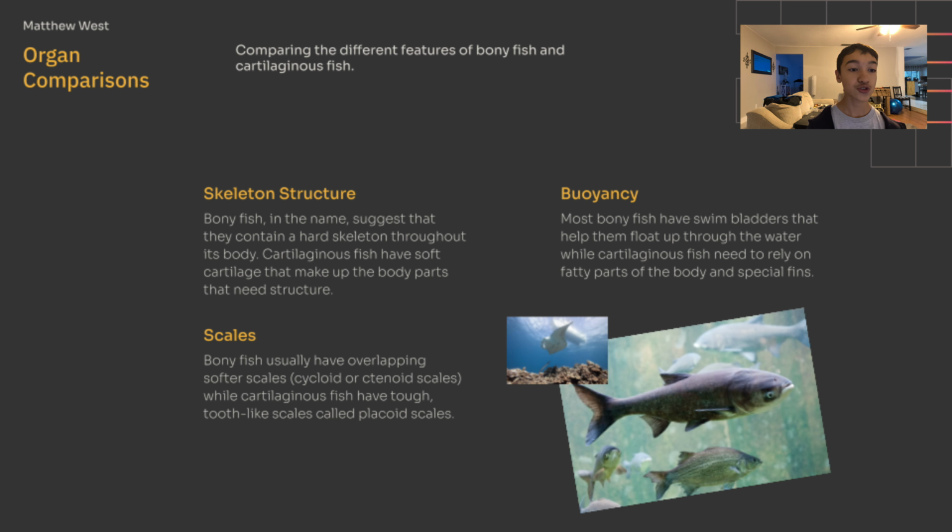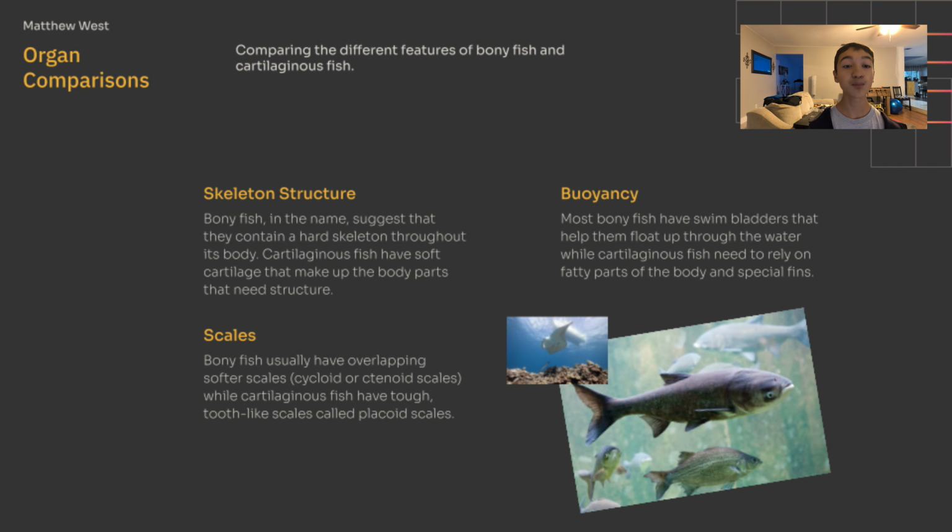The next slide shows comparisons between the organs and structures. So first up is the skeleton structure. Well, bony fish, as the name suggests, have a hard skeleton, and they are also in the class Osteichthyes, where osteo means bone. Cartilaginous fish, on the other hand, as the name and the class suggest, have cartilage instead of a hard skeleton.